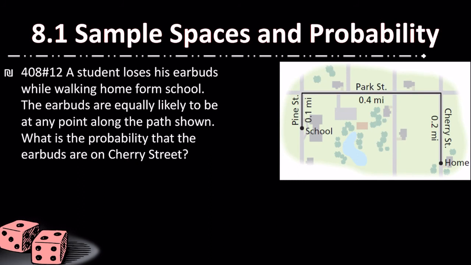Let's try an example using geometry. Number 12. A student loses his earbuds while walking home from school. The earbuds are equally likely to be at any point along the path shown. What's the probability the earbuds are on Cherry Street? All right, so the probability that we're on Cherry Street would be the length of Cherry Street over our total length. Well, Cherry Street appears to be 0.2 miles. The total appears to be 0.1 plus 0.4 plus the 0.2 from Cherry Street. Or in other words, 0.2 over 0.7, which is 2/7 or about 0.286. Not likely that it dropped it on Cherry Street.